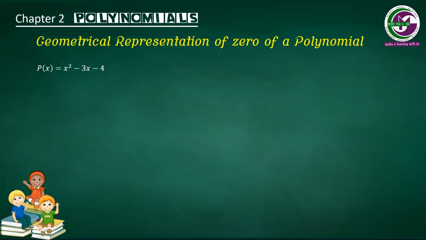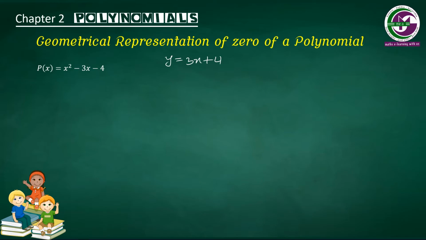Now we'll discuss the geometrical representation of a 0 of a polynomial. In class 9, you have studied how to draw the graph of a linear equation, right? Once you get a linear equation y equals 3x plus 4, you know how to draw the graph. You studied in class 9 to draw the graph and to find the solutions of the linear equation. Now here it is a polynomial. You can see p of x is equal to x square minus 3x minus 4 is a polynomial.